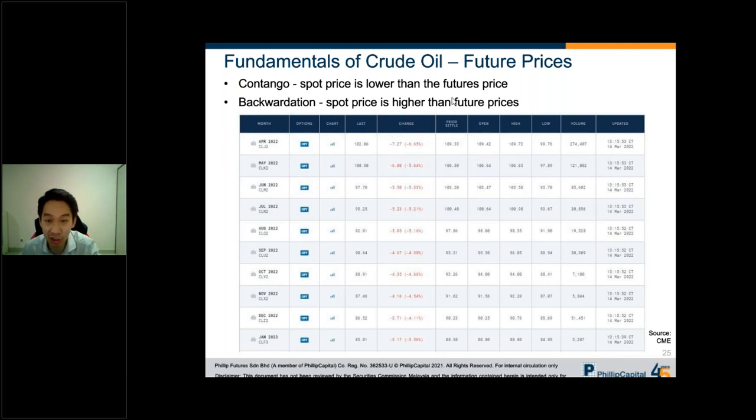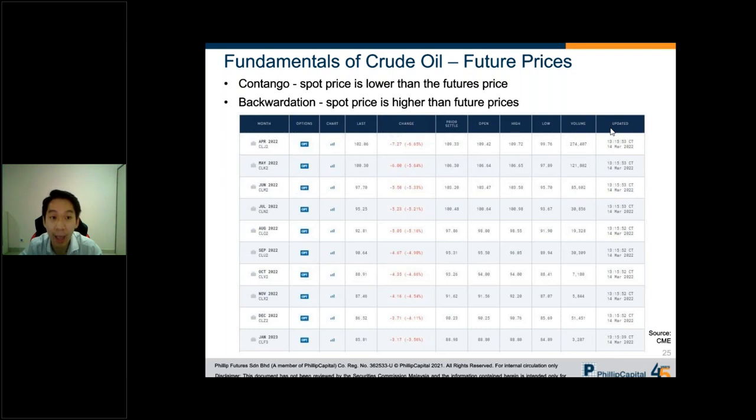To show you how we refer to the future price, the terminology: when we say contango market, it means the spot price is lower than the future prices. What it means by contango market is, if April prices are lower than the months after April, meaning May, June, July, August, and so on, which are higher than the current month April spot price, then we can say this is a contango market.